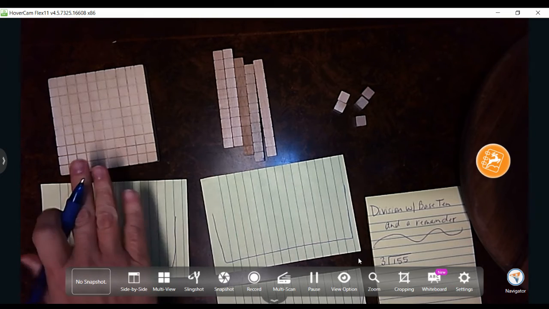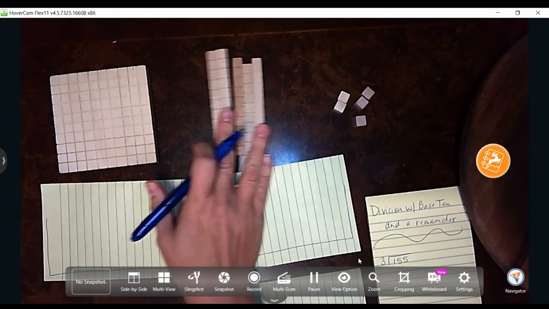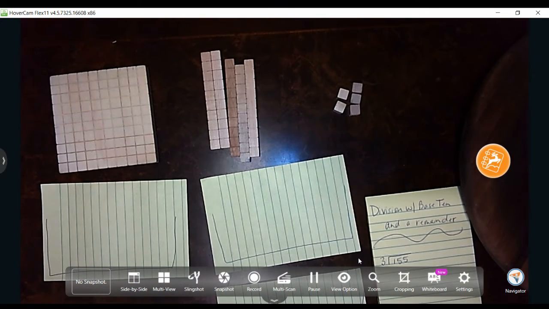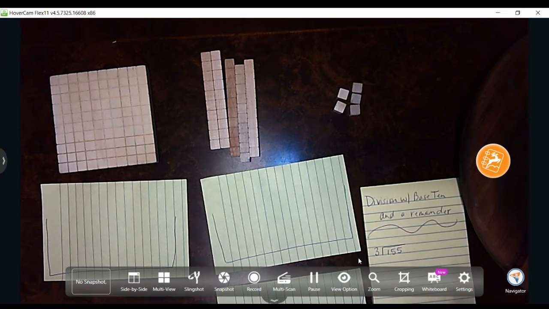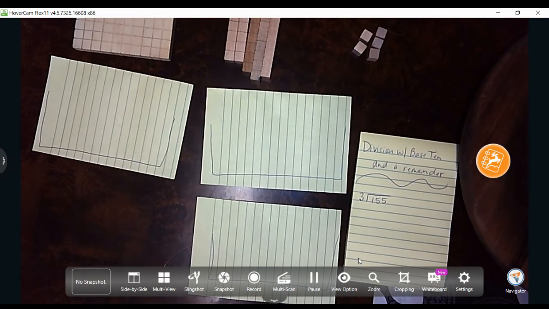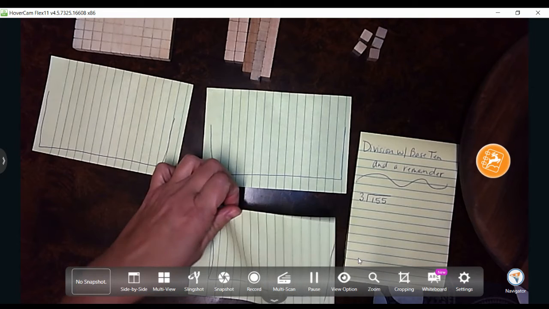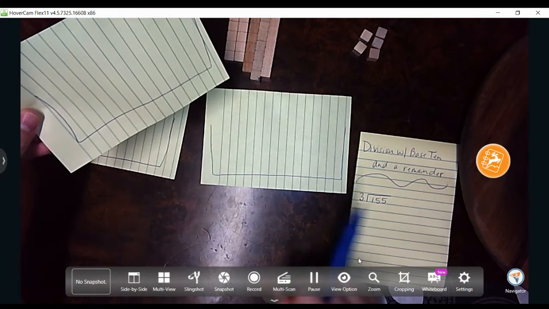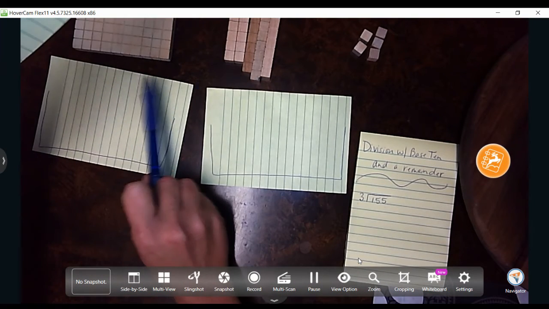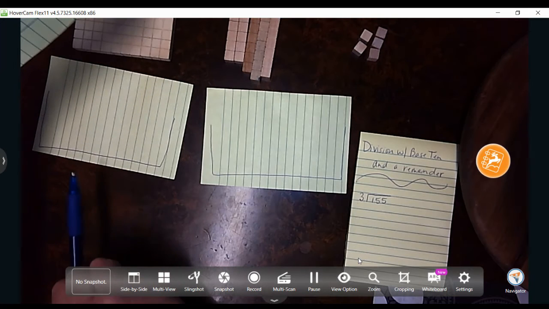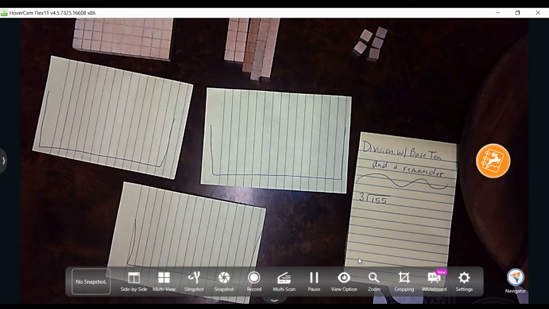Okay, so I am working on dividing 155 into 3 equal groups today. Here's my division problem. 155 divided into 3 groups. 3 goes into 155. So let's look at this. I'm going to move my camera. I have used what I like to call my division basket. So I want to try to divide 155 into 3 equal groups. You can see my 3 equal groups there.